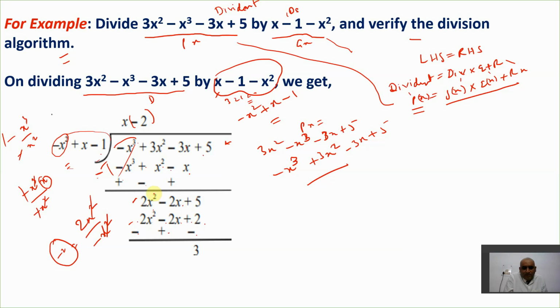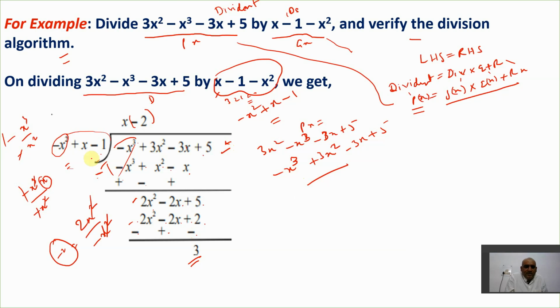After doing this, the first term is going to cancel out. The second also cancels out because it becomes the same. But the last term is not going to cancel out, because the upper term is 5 and the lower term is 3. After subtracting 3 from 5, it becomes 2, and so 3 has become the remainder.